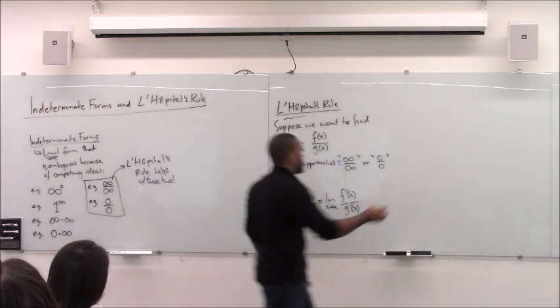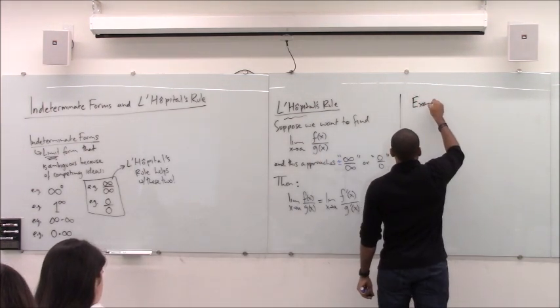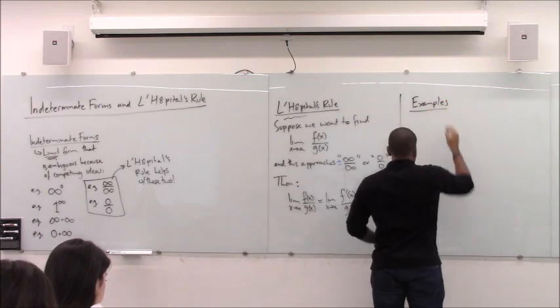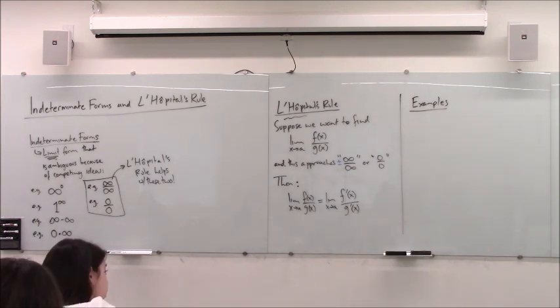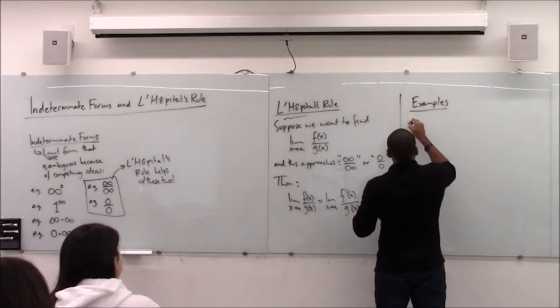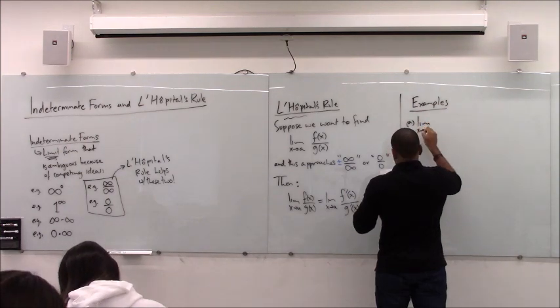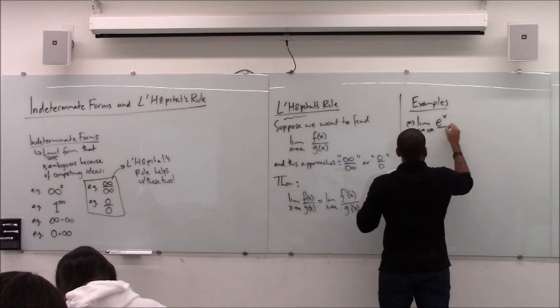So let's see some examples of this being applied. So suppose I wanted to find the limit as x approaches infinity of e to the x over x.